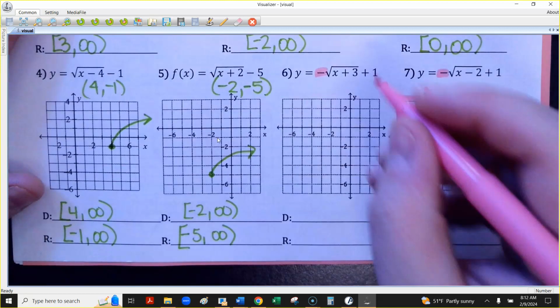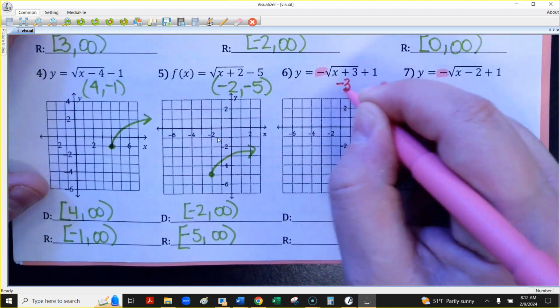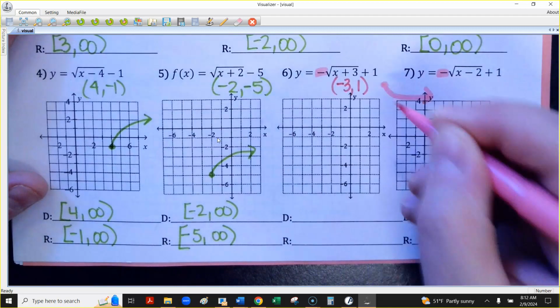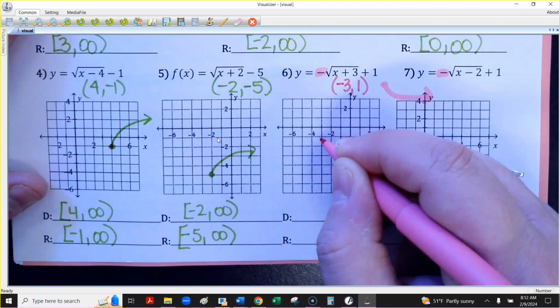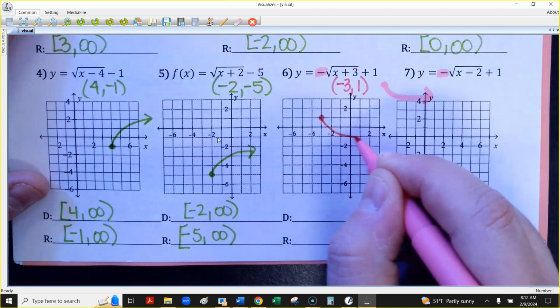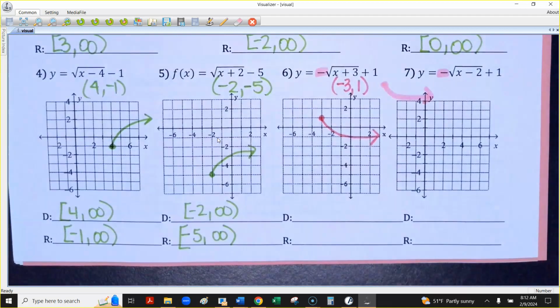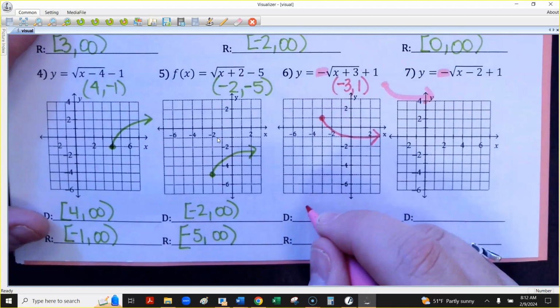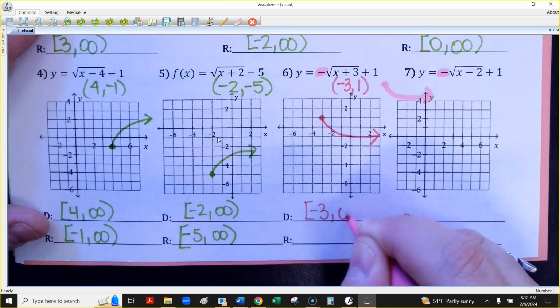So like opposite copy, this would be -3, +1. So I'm going to go 3 to the left and up 1. And when I draw it, we just draw kind of the bottom half of that sideways parabola. Just the bottom half, that way it's a function. Now, the domain should be identical, -3 to infinity.